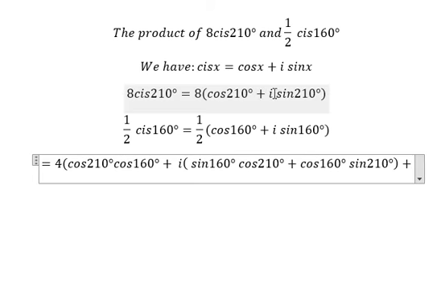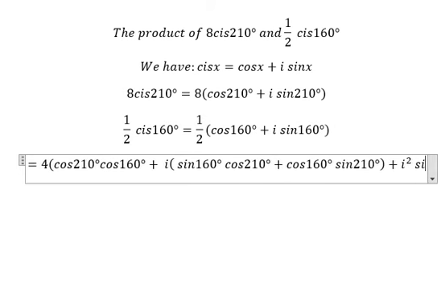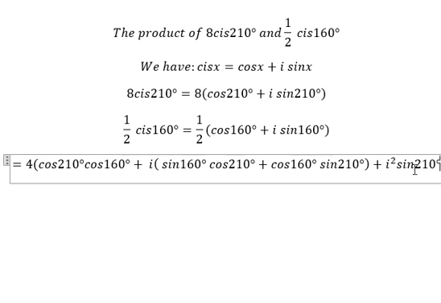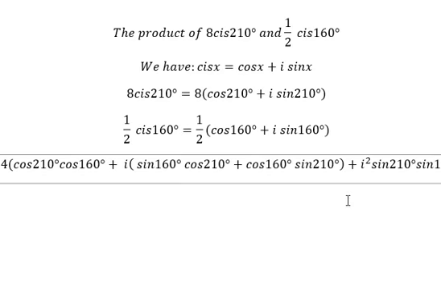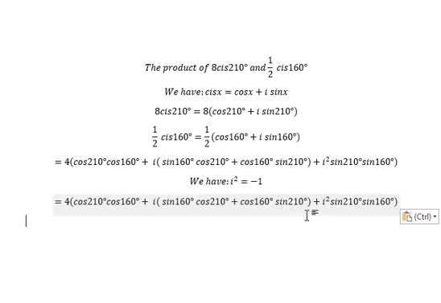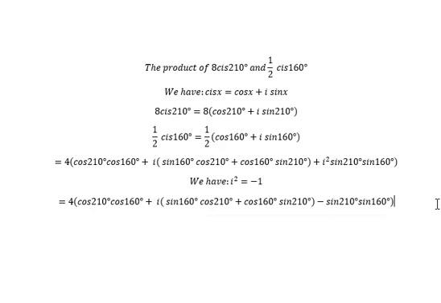Plus this one multiplied by this one, so we have i squared, and we have sine of 210 degrees multiplied by this one. So we know that i squared equals negative 1. So I will put negative 1 in here. So we can write like this.